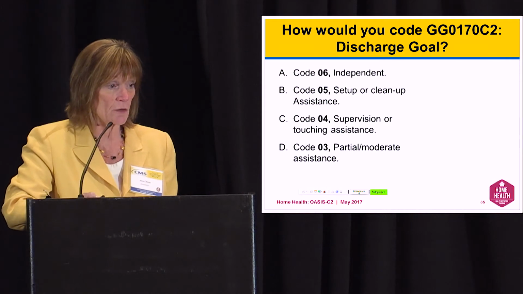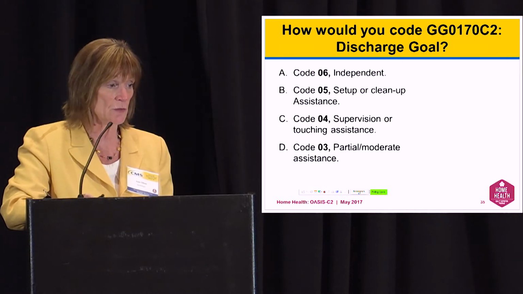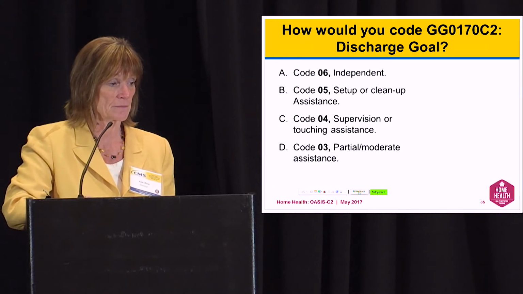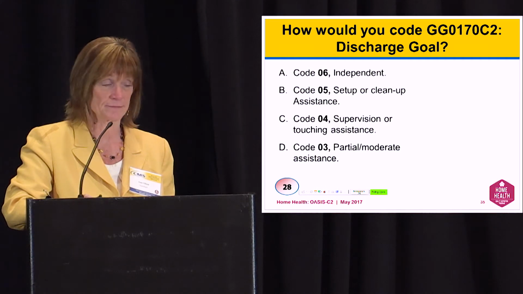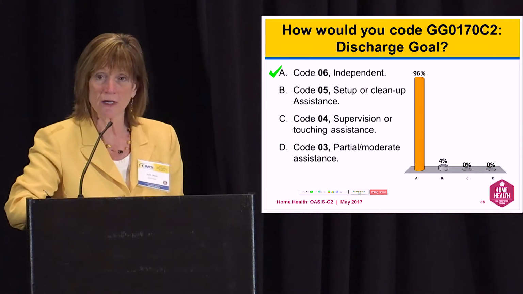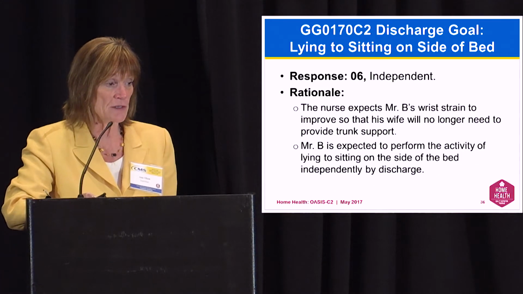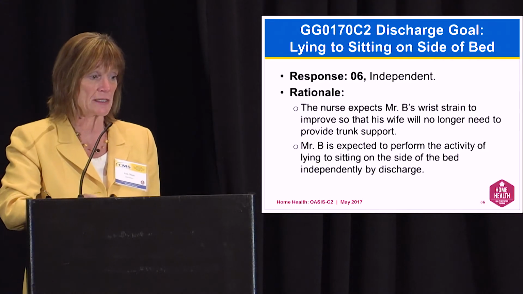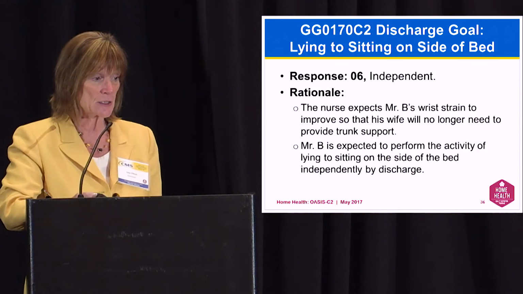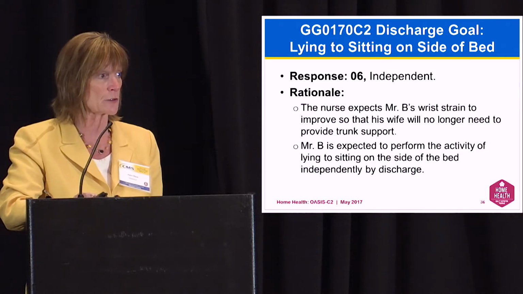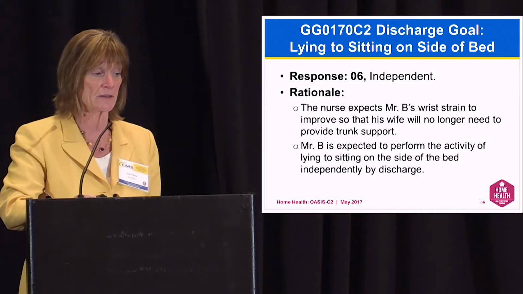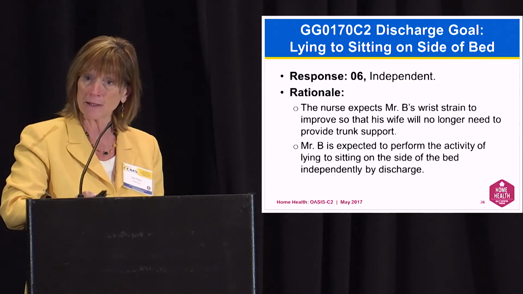And for the discharge goal for GG0170C2, great job. So the answer to this was a code of 6 for independent. And the reason for that was the nurse did expect Mr. B's wrist strain that was impacting his ability to perform the task to improve so that his wife would no longer need to provide trunk support, and that he was expected to perform the activity of lying to sitting on the side of the bed independently by discharge.